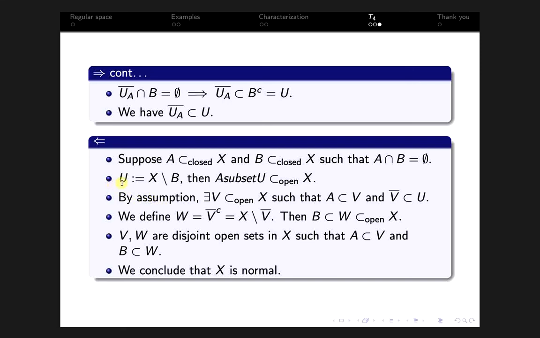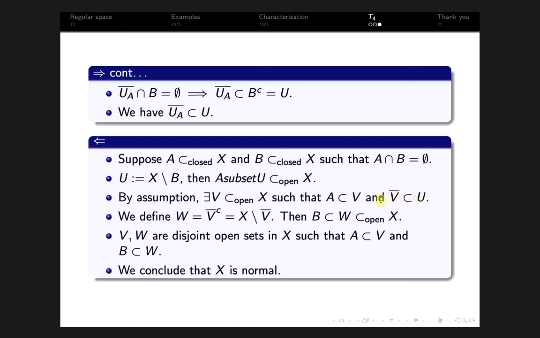Now we consider U equal to X minus B. Since B is closed in X, X minus B, that is U, is open. And A intersection B equal to the empty set means A is contained in B complement, which is equal to U, so A is contained in U. So we have A a subset of U, and U is open in X. So by our assumption, there exists some V, an open subset of X, such that A is a subset of V, and V closure is contained in U.